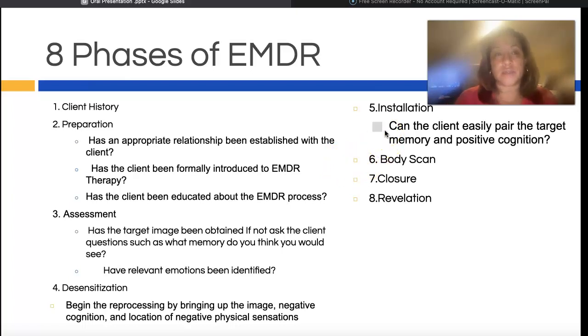One is the client history. You want to know what the client's history is because it really tells you how to proceed with the processes and proceed with the treatment as a whole. Then we want to go through and prepare. You want to know, do you have an appropriate relationship with the client? Have they been educated on what EMDR therapy really involves and introduced to the whole process?